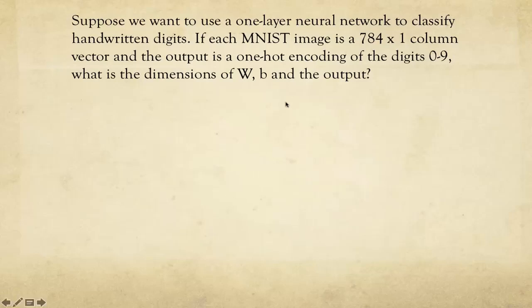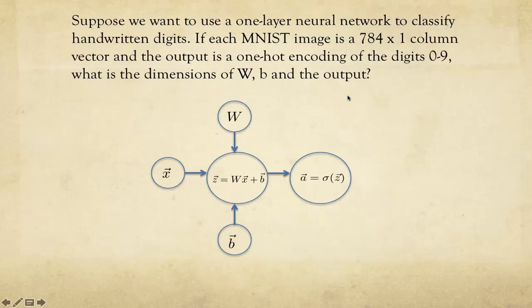Suppose I have an image which is an MNIST image, again 784 pixel values, and we want to use a one-layer neural network, and we want the output to be a one-hot encoding of digits from 0 to 9. So what are the different dimensions of the W, B, and the output? Well, the input X has dimension 784 by 1, and then the output has dimension 10 by 1. So for that to happen, we need W to be 10 by 784. If this is 10 by 784, multiplying that by X, which is 784 by 1, will give us a 10-dimensional vector.